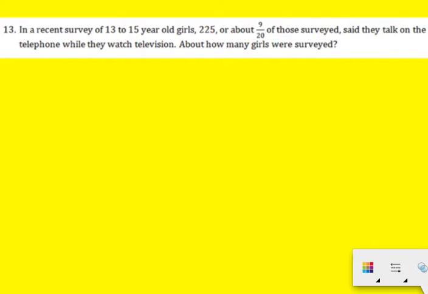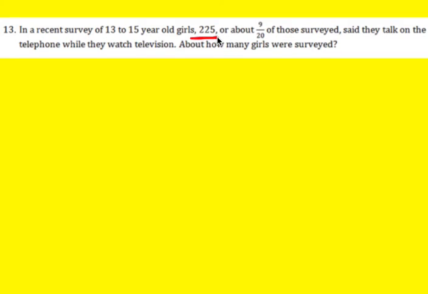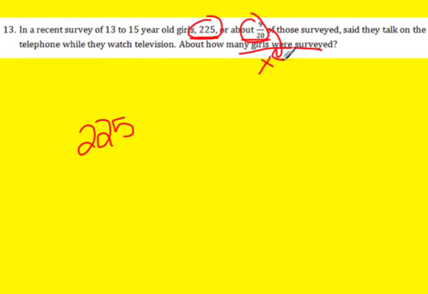Let's go ahead and take a look at 13. It says, in a recent study of 13 to 15-year-old girls, 225, or about 9/20 of those surveyed, talked on the telephone, watched television. How many girls were surveyed? So we're going to let X represent our total. So we know that 225 represents 9/20 of that total. So we need to take our total number of people surveyed.